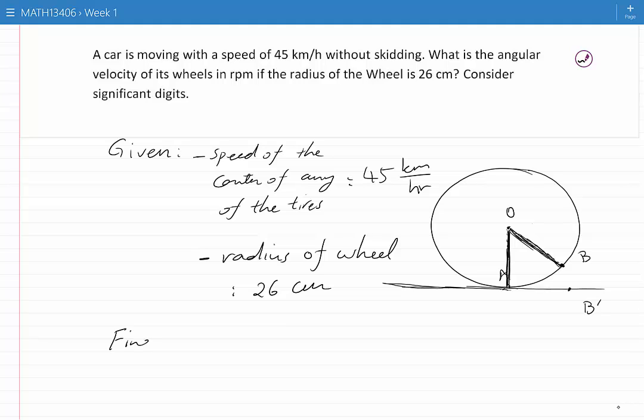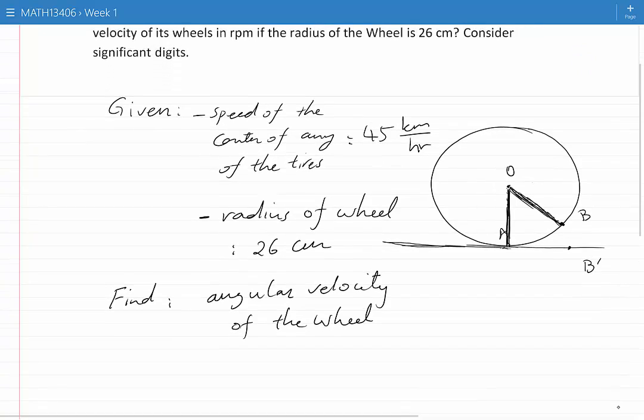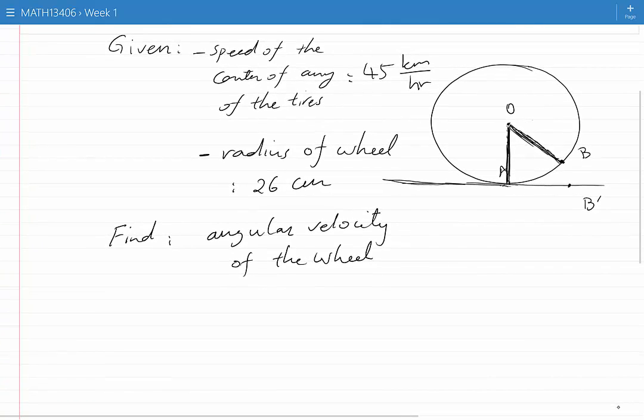We are supposed to find the angular velocity of the wheel. Okay, so let us establish a relationship between the angular velocity of the wheel and the speed of the center of the wheel, which I am showing here by O.